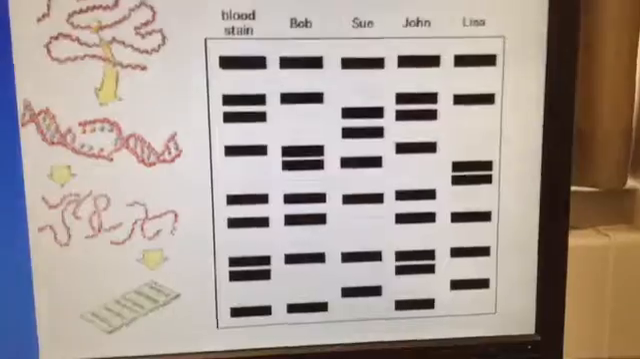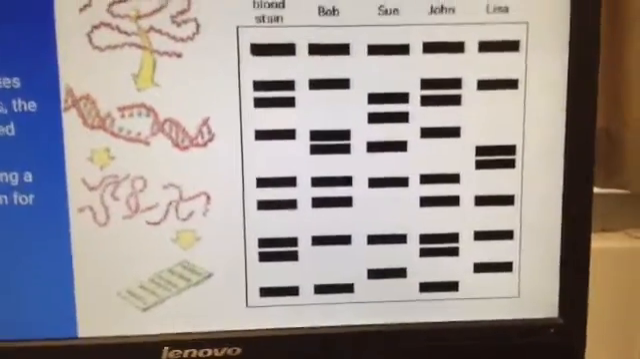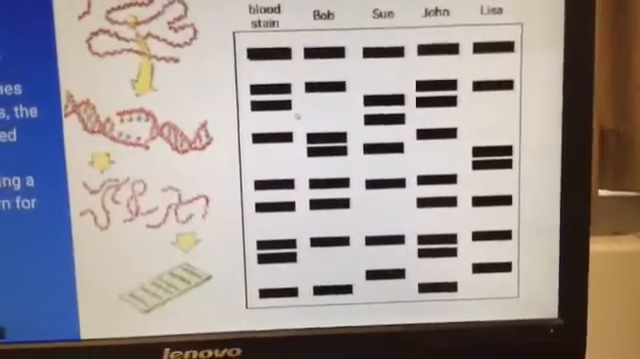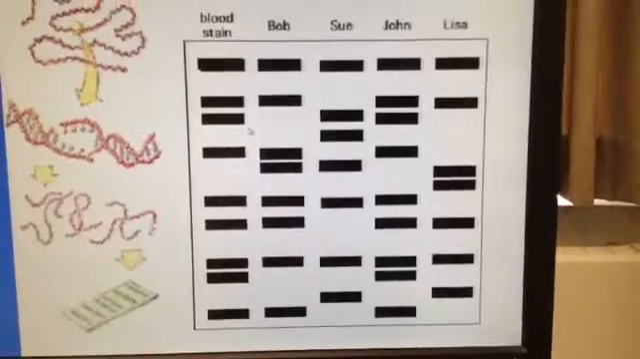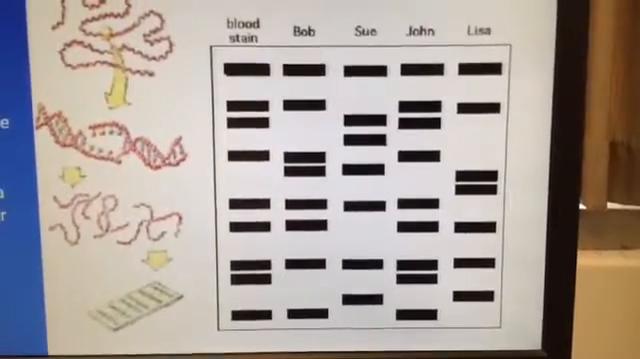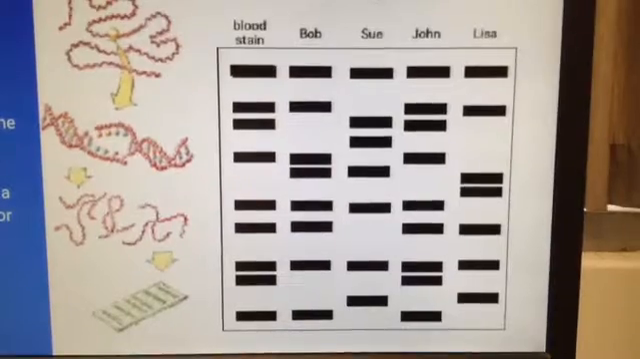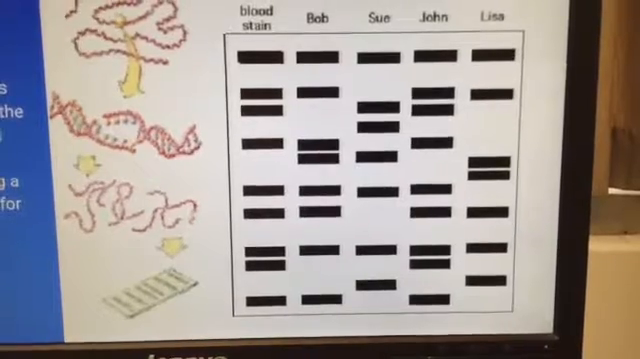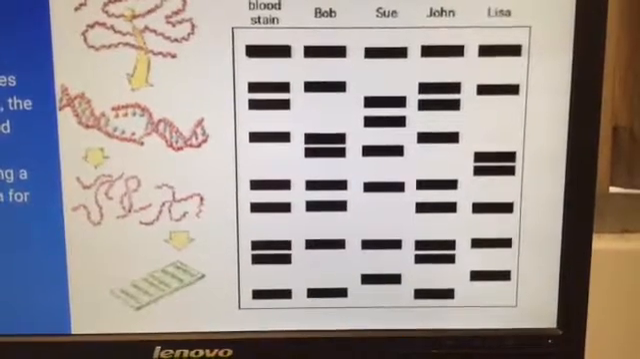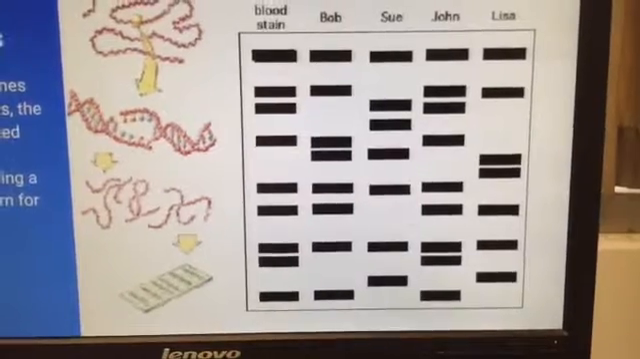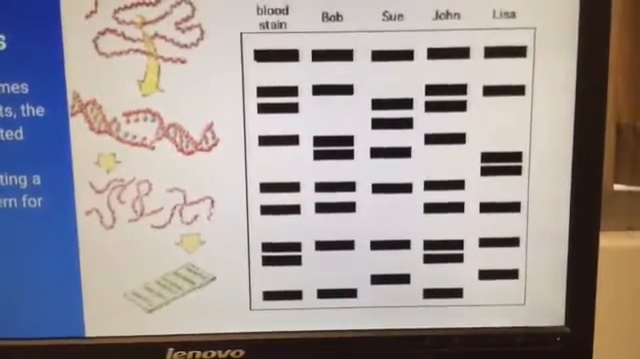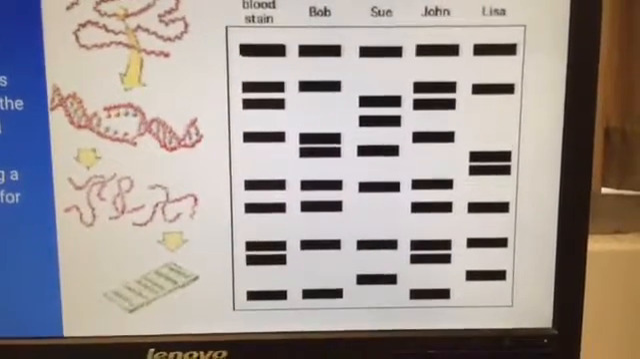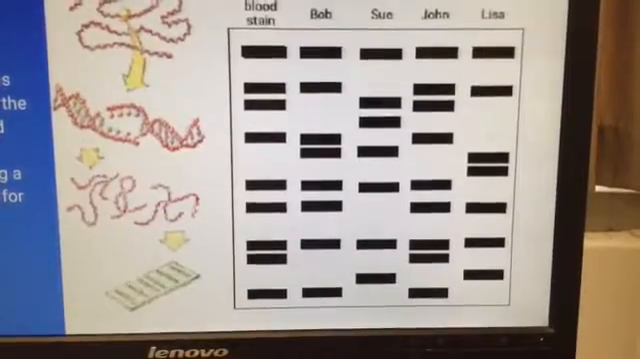To help show this, I have a chart here which shows banding patterns between people. Say we have some sort of crime that has taken place, and we have a blood stain that was found at the scene of the crime, and we have our several suspects lined up here. So we have Bob, Sue, John, and Lisa. Now we use electrophoresis to create a banding pattern for the blood stain, and we do the same for each of our suspects. So now all we have to do is match up the banding pattern of the blood stain to one of our suspects, and we'll find out who it is, because as we said before, each individual has a very unique banding pattern.